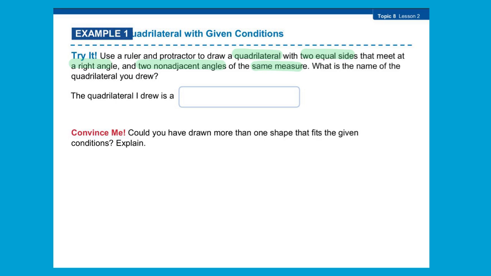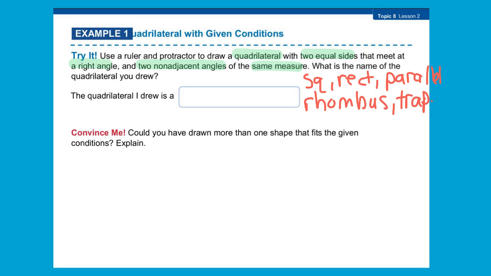Okay, so we've got some vocabulary here. We know a quadrilateral gives us some options. It has 4 sides, so it could be, I keep forgetting to change that to a pen, sorry, a square, a rectangle, a parallelogram, a rhombus, a trapezoid, or a kite. All right, so that's the quadrilateral.